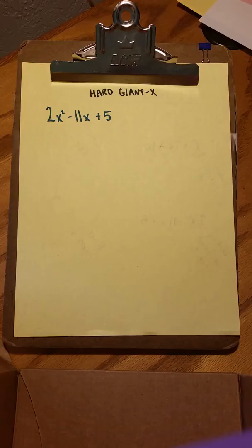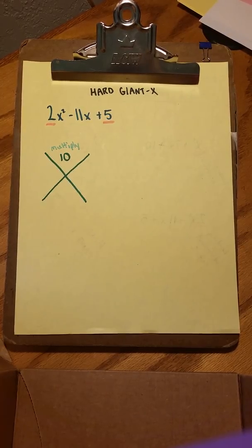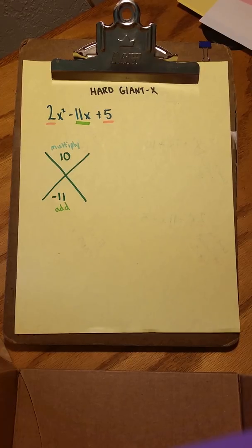The first step to solving this with the hard giant X method is to multiply 2 and 5. This gives us the top number of our giant X. The bottom number is still the middle term. Now we need to solve the giant X. What multiplies to 10 but adds to negative 11?